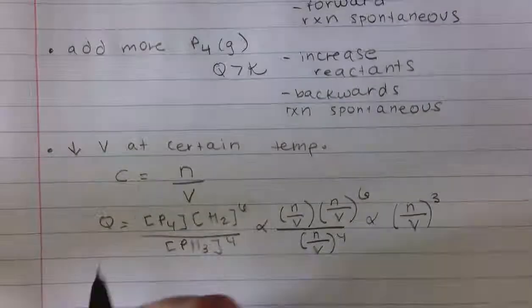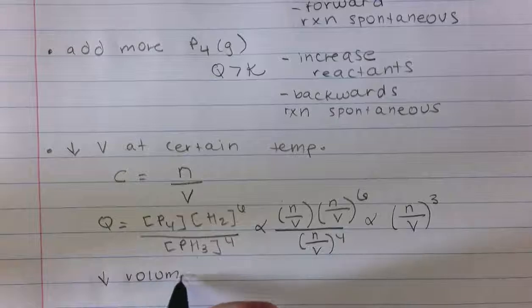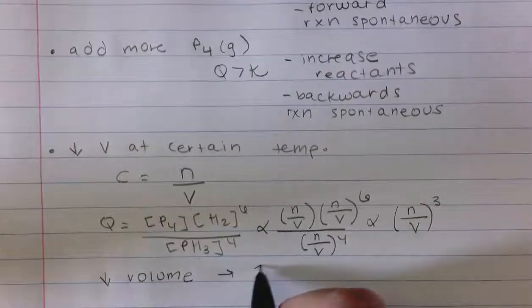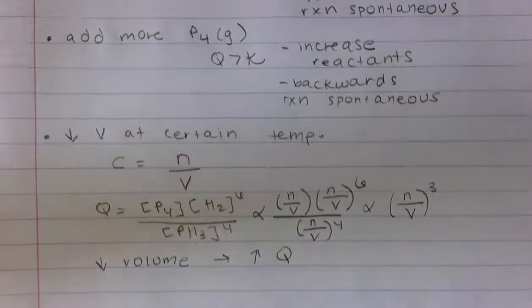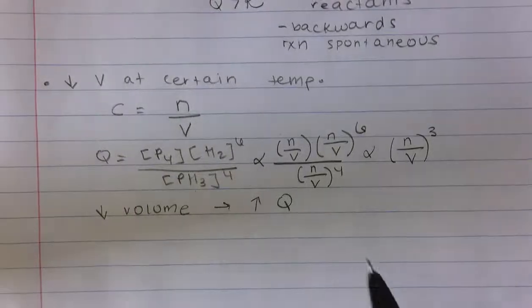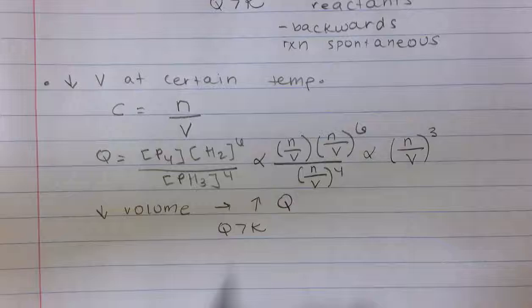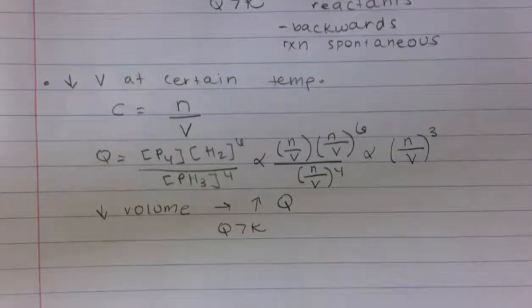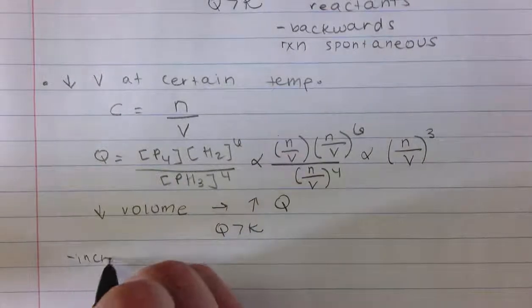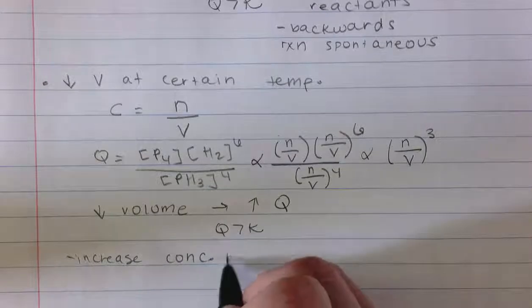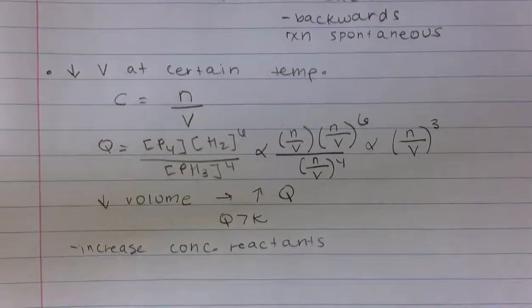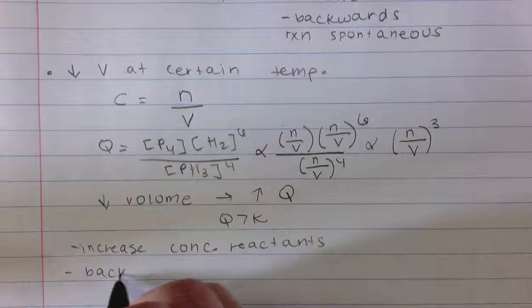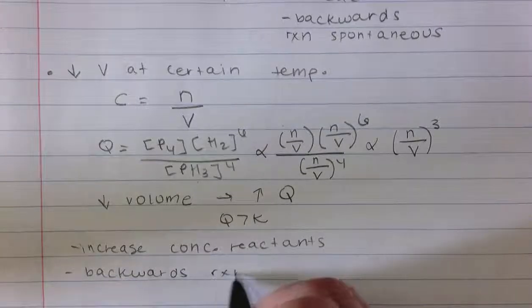So this is telling us that if we decrease our volume, we're going to increase Q because our volume is in the denominator. So this is now a similar situation where if we increase Q, Q is now greater than K. And to shift back to being equivalent to K, we need to increase the concentration of our reactants. And again, this means that the backwards reaction is favorable.